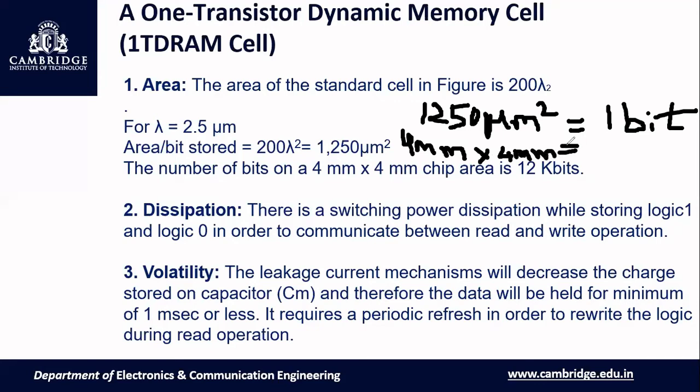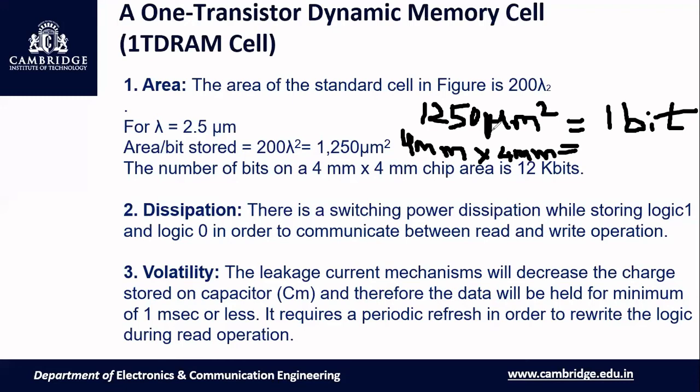Just cross multiply, right? 4 mm into 4 mm into 1 bit divided by 1250 micrometer square. That's it. 4 into 10 power minus 3 meter into 4 into 10 power minus 3 meter into 1 bit divided by 1250 into 10 to the power of minus 6 meter whole square.